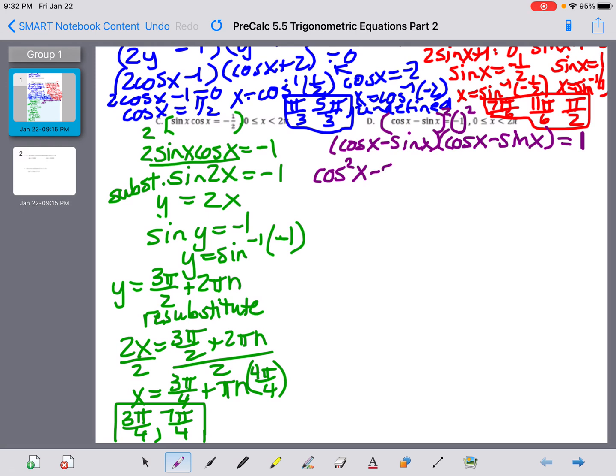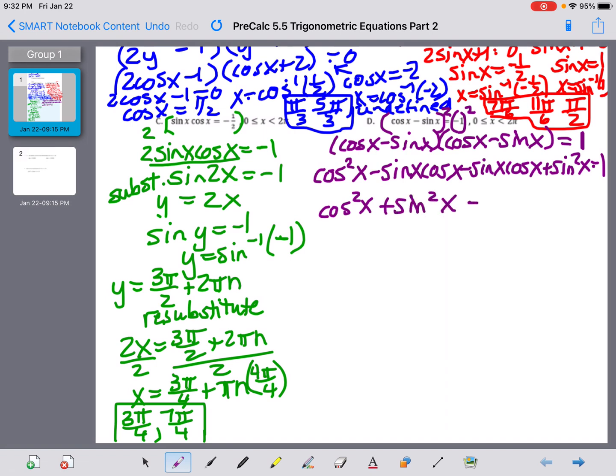Outsides are negative sine x, cosine x. Insides are negative sine x, cosine x. And last two is positive sine squared x. Okay, nothing cancels, but I'm going to rewrite it slightly different. I get cosine squared x plus sine squared x minus 2 sine x cosine x.